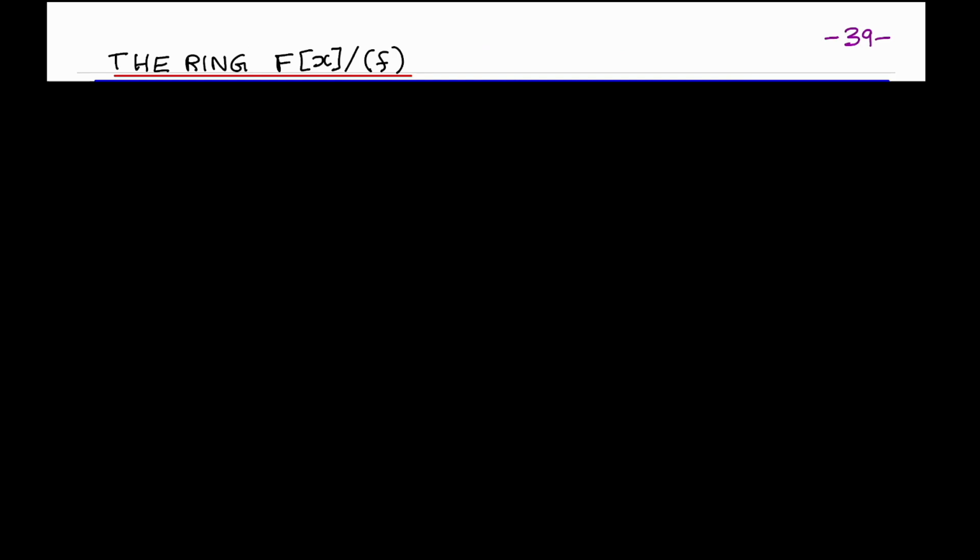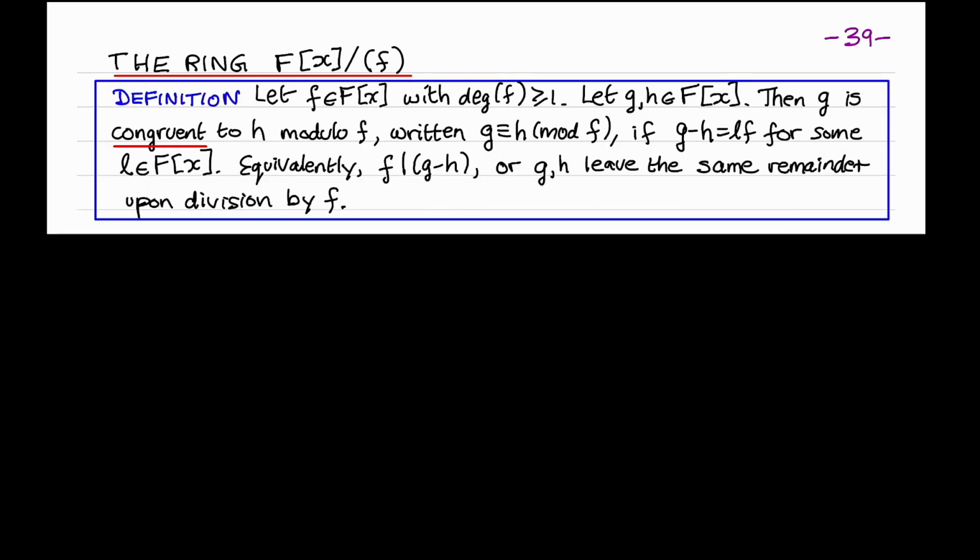Let's now take a look at the construction of the ring of polynomials modulo little f, where f is some reduction polynomial. This construction is analogous to the construction of the ring of integers modulo n, a finite commutative ring from the infinite ring of all integers. I'll need the following definition.